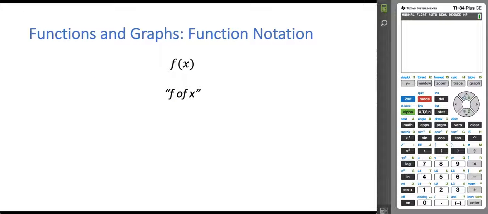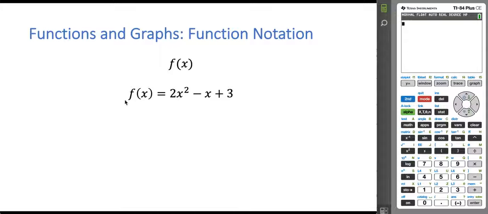So moving on, the next thing we want to do is talk about function notation. So this function notation is read f of x. It does not mean f times x. It means f of x, or the value of the function f at x. Let's look at a couple examples of this.